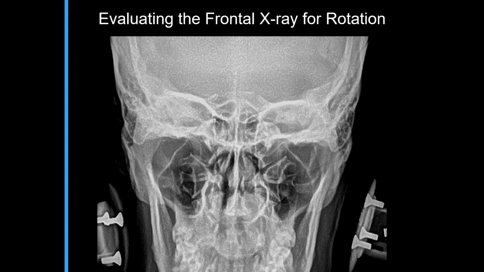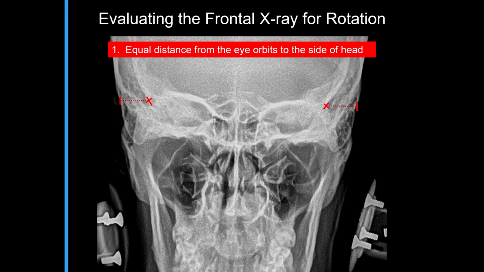Okay, so the first one, we're going to describe the eye orbits first. From there, you got the sutures that come down as the frontal zygomatic suture, and it creates an X right here. From that X, you measure that out to the edge of the skull, and that should be equidistant.